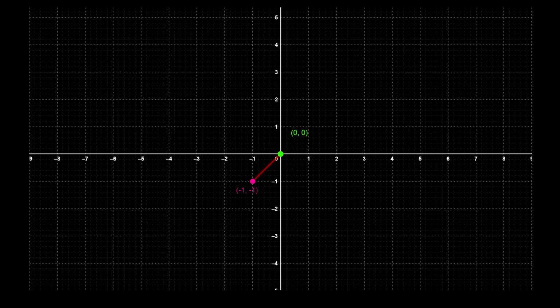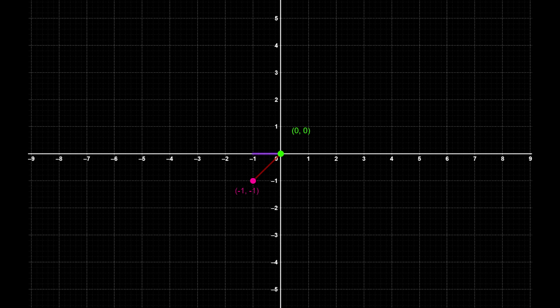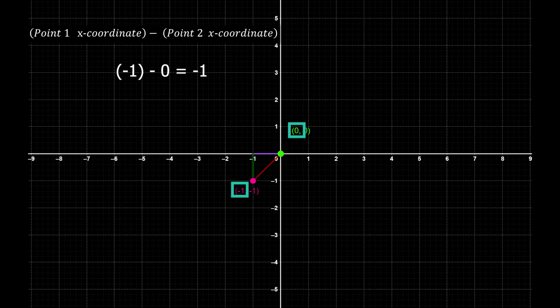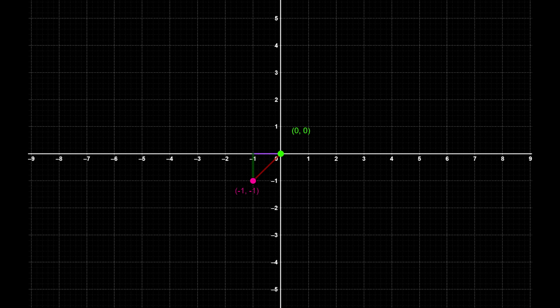Let's try another example. Say we are given the point -1, -1. Let's trace the path that the point took to get to where it is. And again we see we have a right triangle. Let's find the length of the sides. To find the length of the base, we take our point's x-coordinate and subtract from it the origin's x-coordinate. To find the length of the vertical side, we take the point's y-coordinate and subtract from it the origin's y-coordinate.